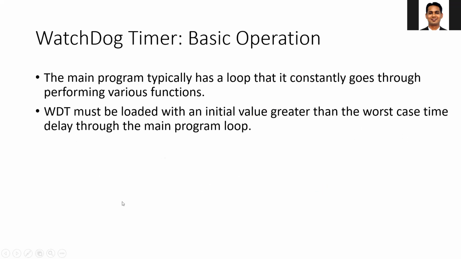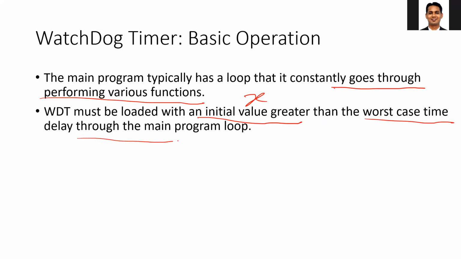The main program, which is our application program, typically has a loop that constantly goes through performing various functions. So in your code, you will have a while loop that keeps on going. The watchdog timer must be loaded with an initial value, because the watchdog timer is a down counter which counts from some value x to 0. That x value must be loaded such that the total timeout of the watchdog timer is greater than the worst case delay through the main program.